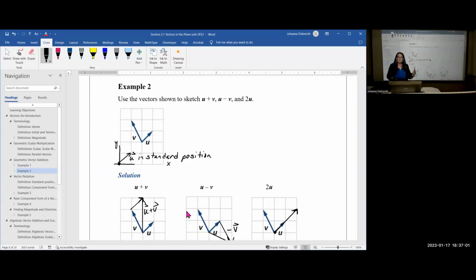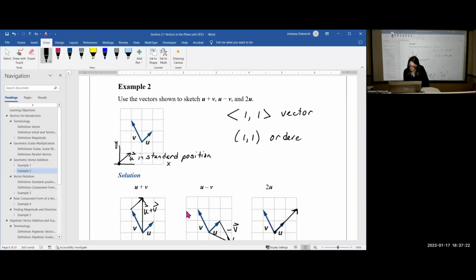But we want to make sure that we can tell the difference between an ordered pair and a vector. So what you will typically see is angled brackets, and you'll see it written as <1, 1>. And this is the vector that starts at the origin and ends at (1, 1). And when you write it with parentheses like this, it's an ordered pair. It's a point, all right? And this would be the terminal point of that vector, right?